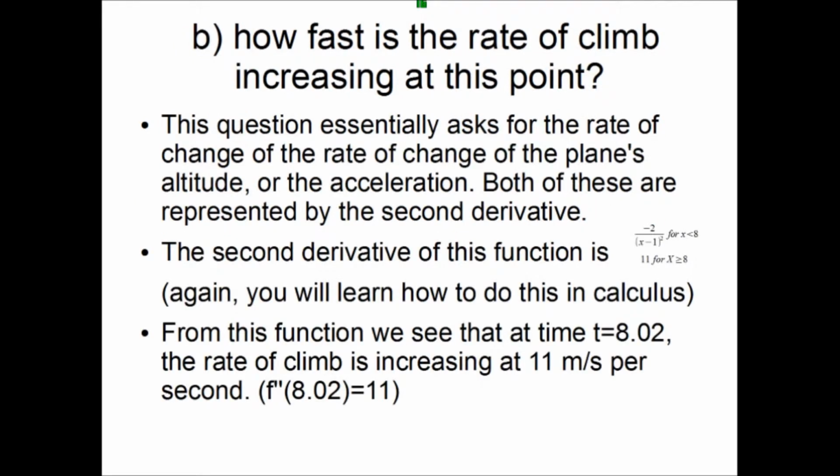Part B asks for how fast the rate of climb is increasing 8.02 seconds into the flight. In mathematical terms, this is just the rate of change of the rate of climb. Sound familiar? Well, it should, because that's just the derivative again. Taking the derivative again yields negative 2 over (x minus 1) squared for x less than 8, and 11 for x greater than or equal to 8. From this, we can see that the rate of climb is increasing at 11 meters per second squared, 8.02 seconds into the flight.